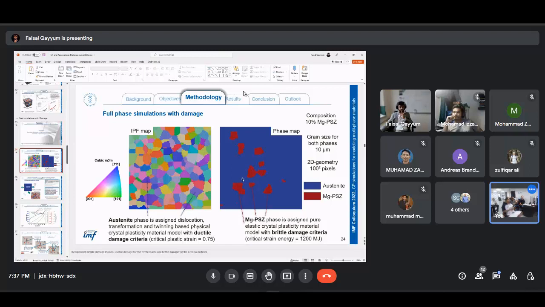No. So these are zirconia particles, so they have different deformation attributes. They are not transforming, they are not twinning, they are just elastically deforming and then damaging at a certain criterion.